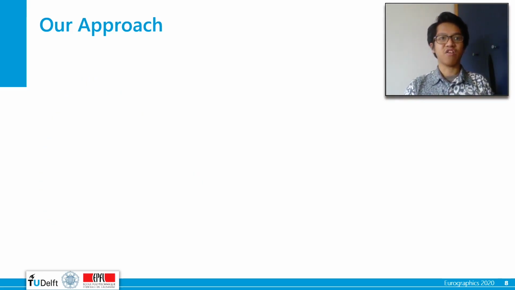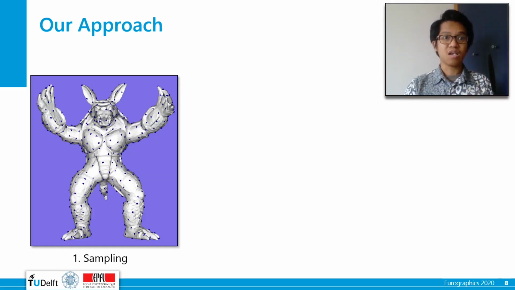Now, let us give an overview of our approach. Our approach consists of three simple steps. First, we do sampling. We throw samples on the surface, and the number of samples corresponds to the desired degrees of freedom that one wants to work with. In our construction, we are using farthest point sampling for an equidistant distribution of samples.